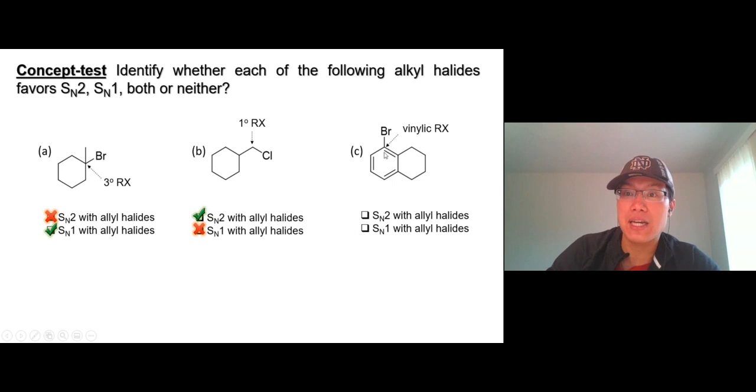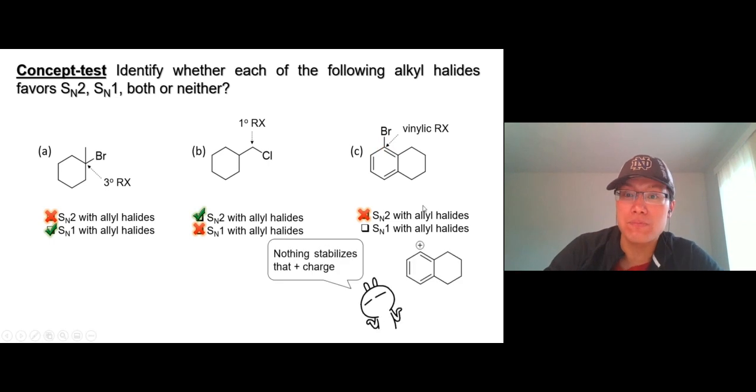For C, this is a vinylic position, a halide on a double bond. It blocks backside attack entirely, because of too high electron density. The nucleophile cannot get inside the ring and attack from that position. So no SN2. What about SN1? Can you form a carbocation here? Well, you can, but nothing stabilizes it. The carbocation is not going to be stable. So nope, not either.